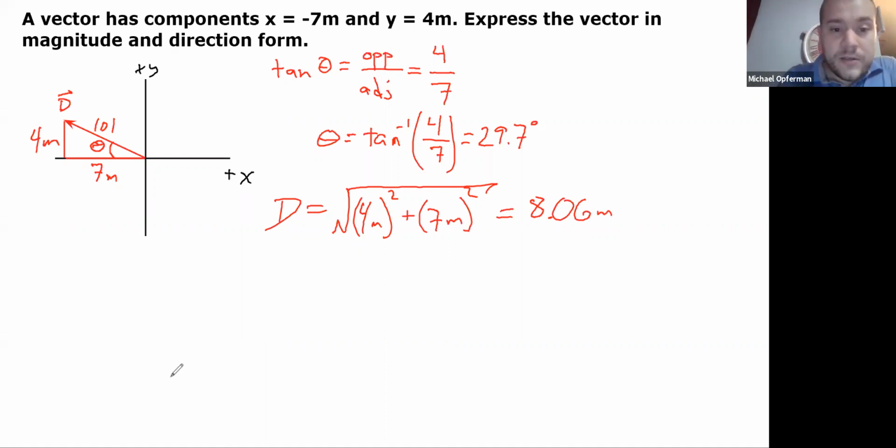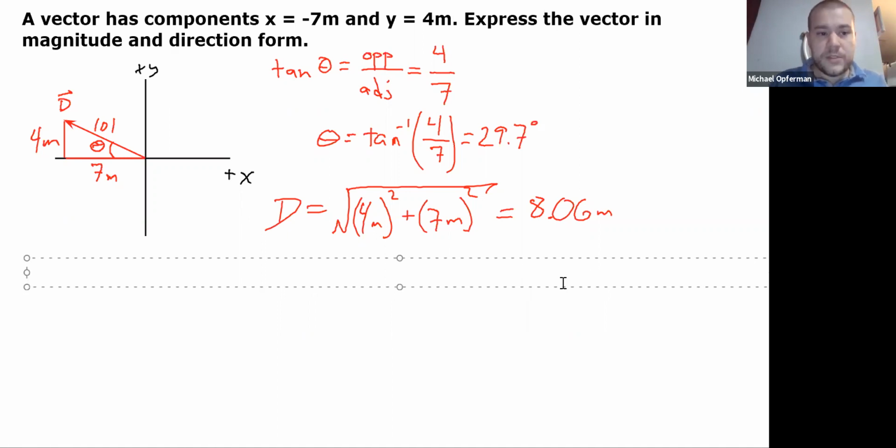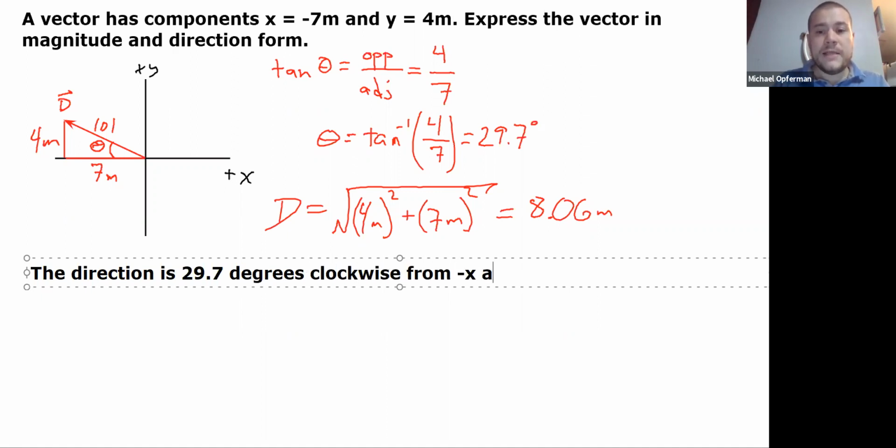So the easiest way to answer this question would probably be to say that, let me kind of type it out in words just to show you. So you could say, the direction of this vector is 29.7 degrees. This would be clockwise from the minus x-axis. That would be one way to say it, because that's the actual angle that I solved for, is the one that goes clockwise starting at the negative x-axis.